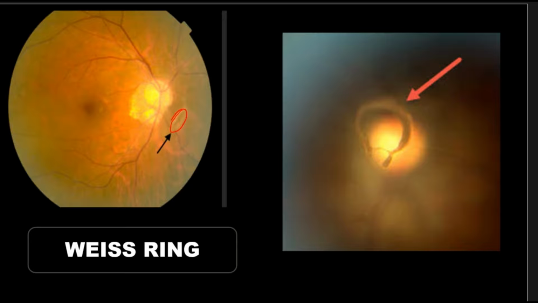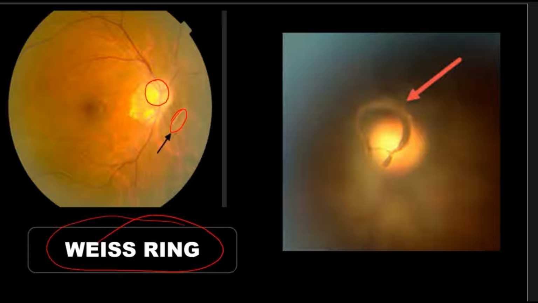This ring, which is seen on fundoscopic examination, is known as the Weiss ring, right? Now, around the disc usually you have a dense vitreous adhesion, and as the posterior vitreous detachment completes, it also separates from the optic disc in the form of a ring, and that ring that you see anterior to the disc floating freely is known as the Weiss ring.